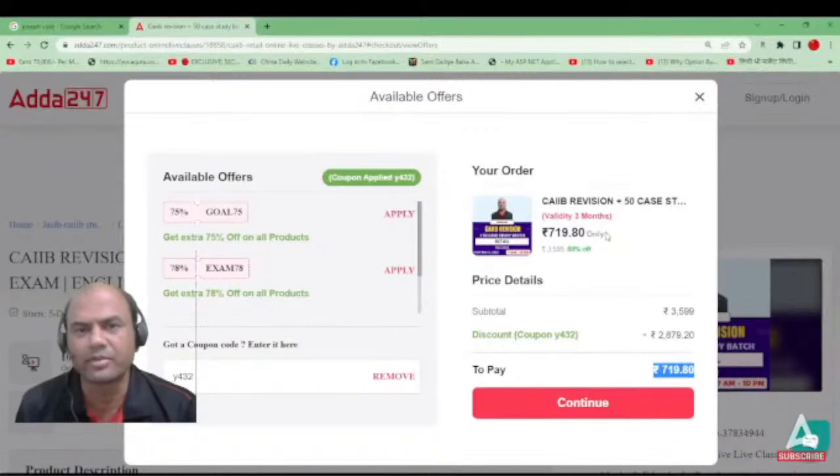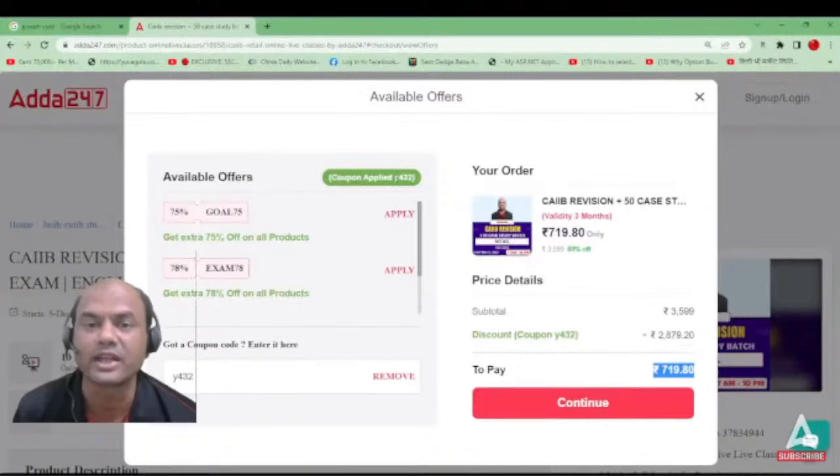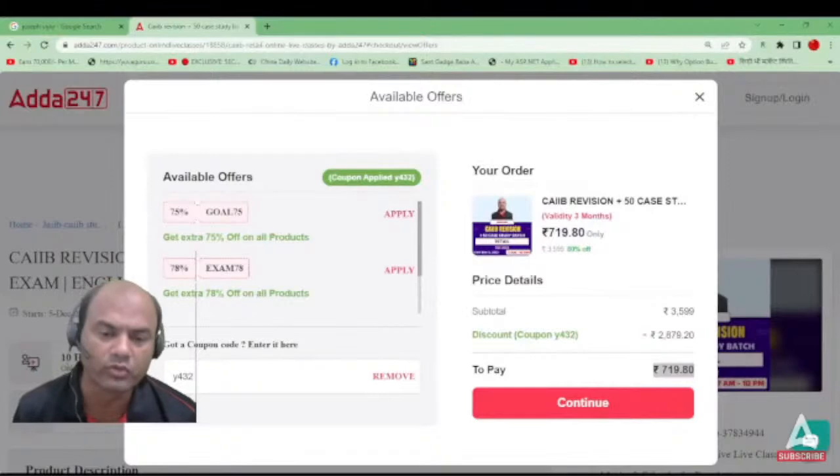ABM, BFM is clear. So retail is a bit easier, but don't take it lightly. Once you clear this CAIIB retail, understand what will happen. You will get at least 1000 increment. So this will be recorded in how many months? 1 month. Okay. So go for it immediately.